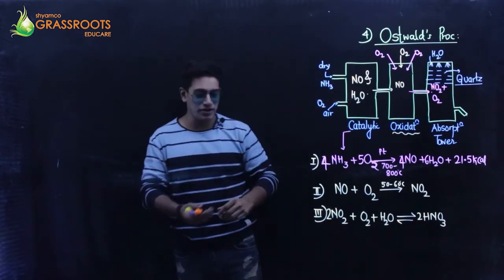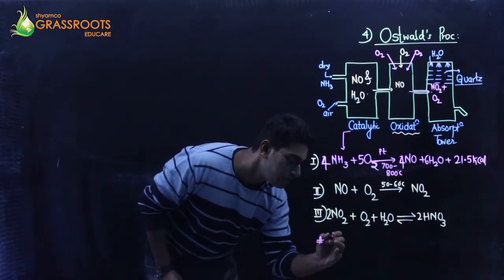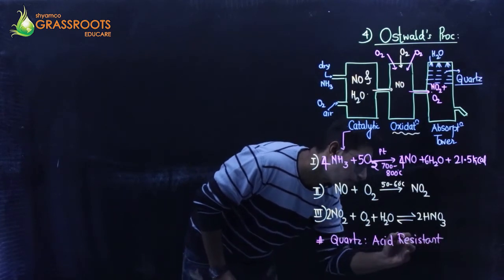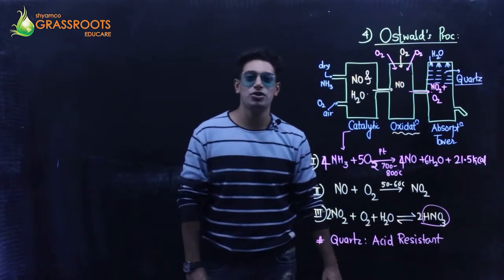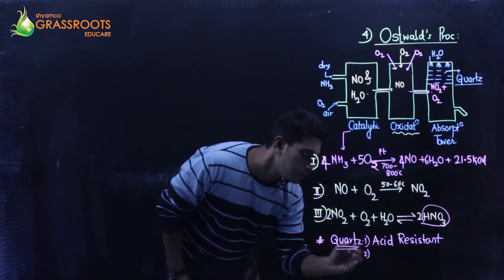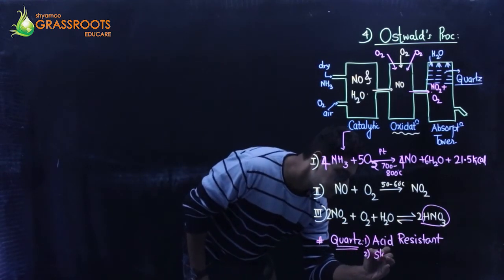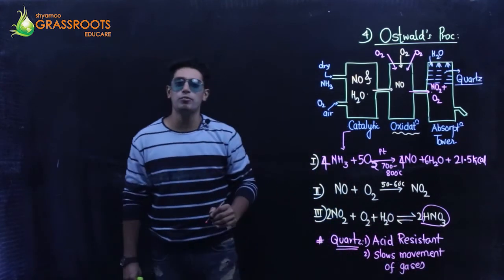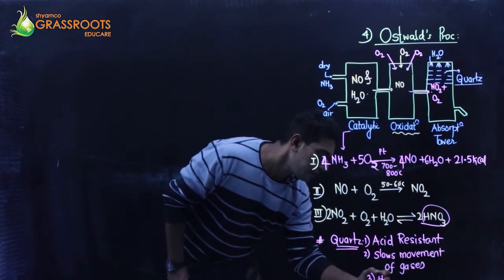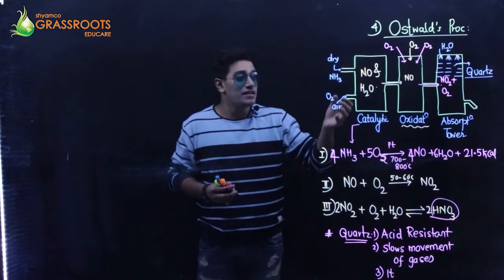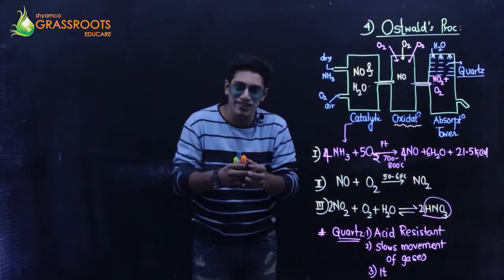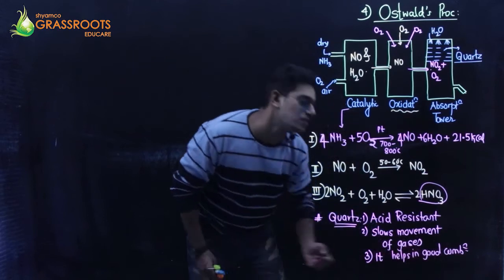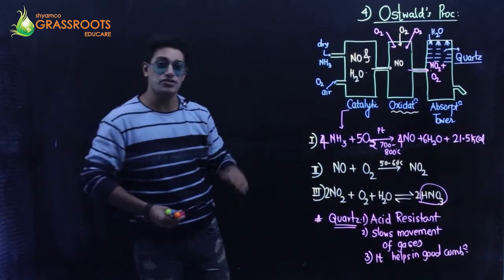Quartz has three advantages. First, why is quartz used? Quartz is acid resistant. Do you remember HNO3 is corrosive in nature? Quartz is unaffected by HNO3. Second, quartz slows down the motion. It slows down the movement of the gases. And third, because of the slowing down of the motion of the gases, the quartz layer helps in good combination of the gases forming nitric acid. So these are the three uses of quartz, guys. Remember the three uses of quartz.